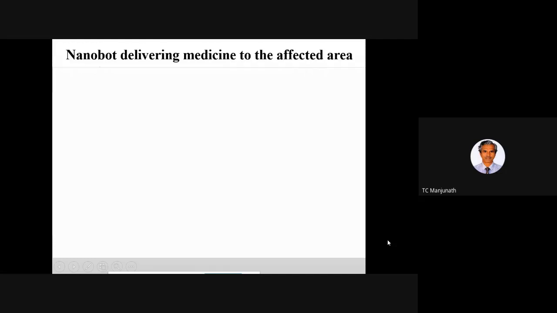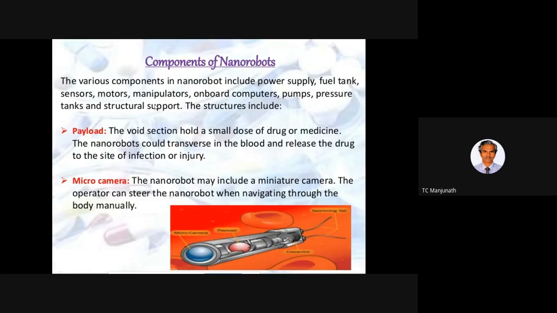What are the components in the design of this one? One is a payload, because it has to carry the medicine. The various components in the nanobot include the power supply, that is nothing but the actuators, and the fuel tank, battery, sensors, motors and manipulators, onboard computers, microchips, the nanochips, the pumps, the pressure tanks, and the structural support. All these at the nano scale, very, very nano scale.